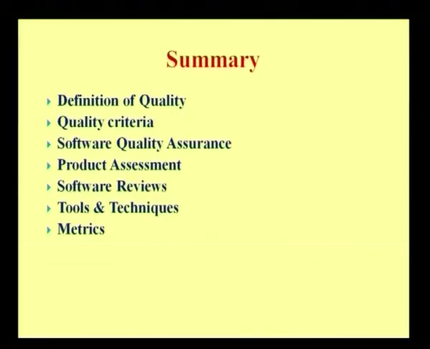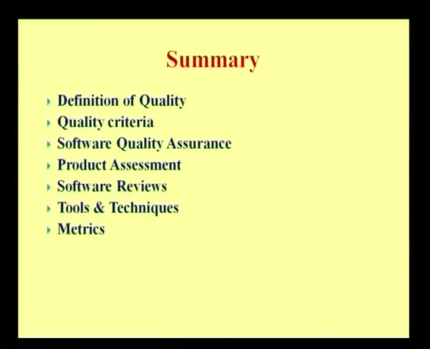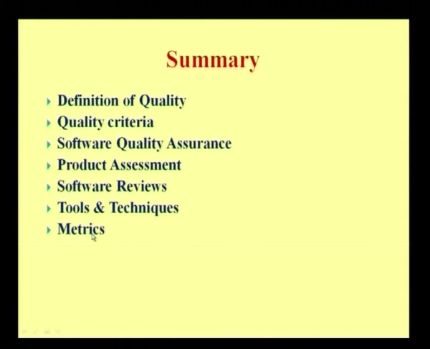In summary, we started with defining quality. We defined the different quality criteria, those are the T's that I was mentioning to you. We then looked at what quality assurance is. I explained product assessment, software reviews, and some of the tools and techniques wherein defects might turn up. We had a separate checklist for software reviews, tools and techniques. Finally, I explained metrics.